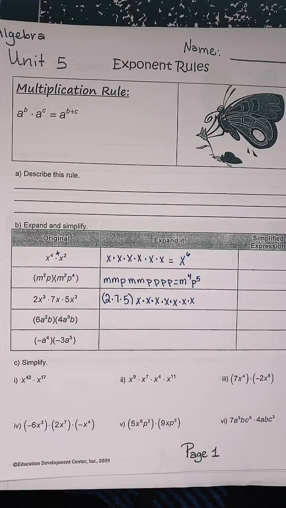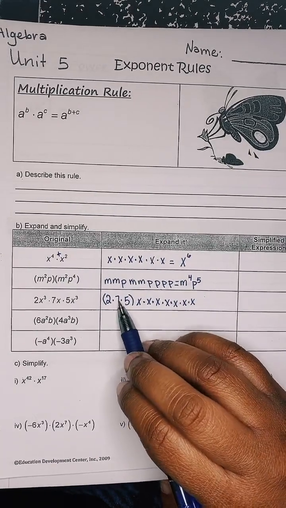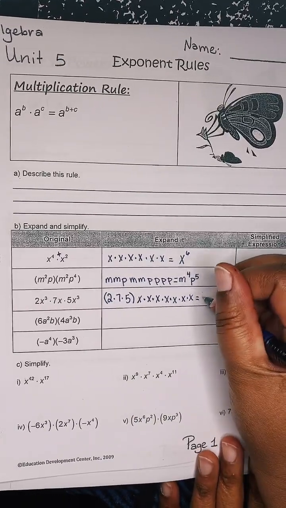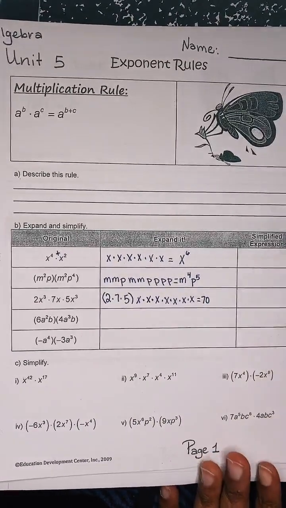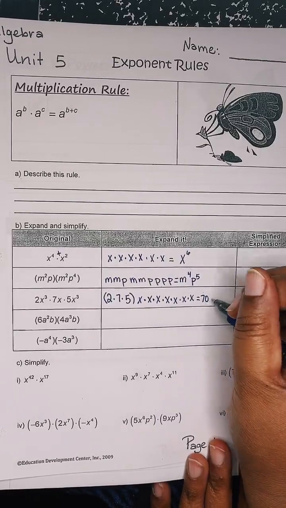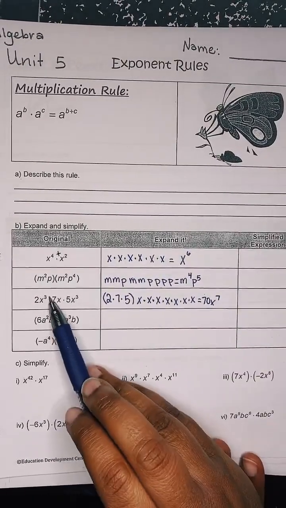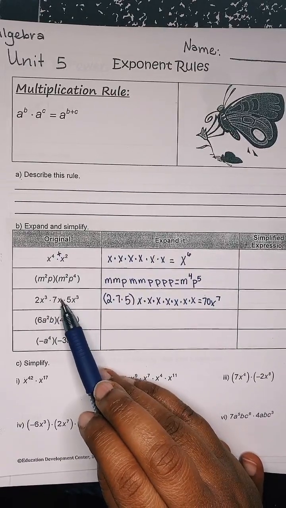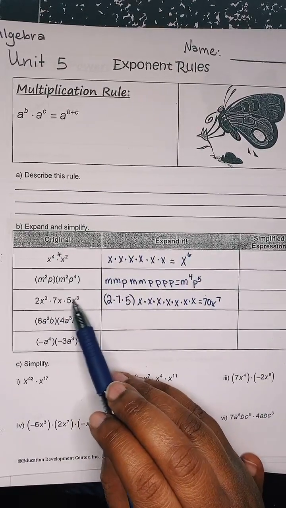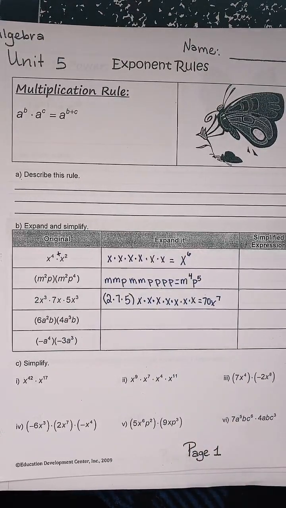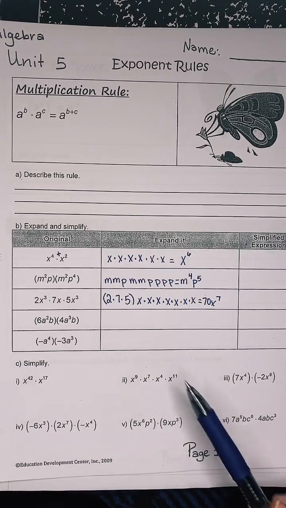Siv said 70. Perfect. So 7 times 5 is 35. And if we double 35, yes, we would get 70. And we have x to the 7th power. 3 plus 3 plus 1. So 3 plus 3 is 6 plus the 1 here. We get x to the 7th. Okay, so this is called exponentials.